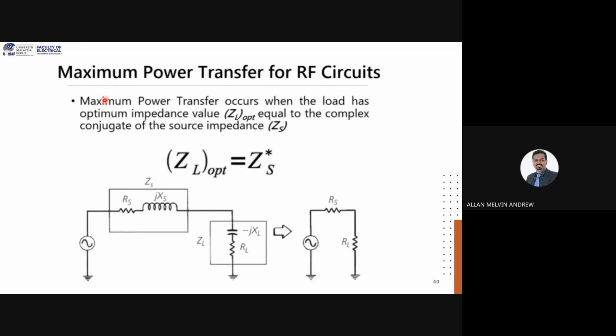Okay, so the maximum power transfer for an RF circuit. The maximum power transfer occurs when the load has the optimum impedance value. Impedance we always write as Z. Okay, so we want the load impedance to be equal to the complex conjugate of the source impedance. So we write it as ZL and ZS.